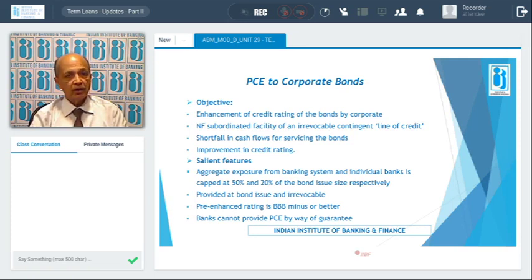Then another condition given to the bank: banks cannot issue PCE, that is partial credit enhancement, by way of guarantees. Bank issues various guarantees, but this is not a guarantee. As I told you, it's an irrevocable contingent line of credit. So this is not a guarantee. The banks cannot issue these guarantees in place of PCE.